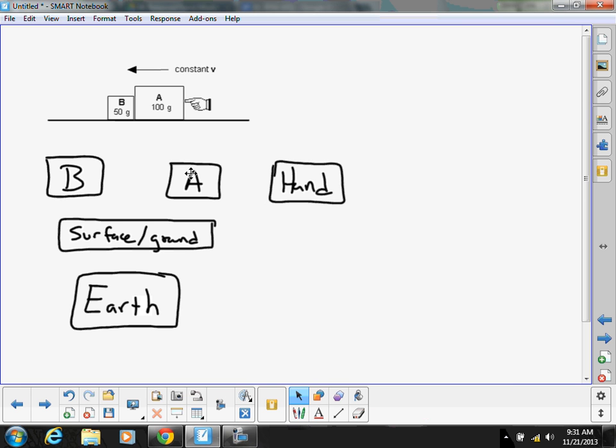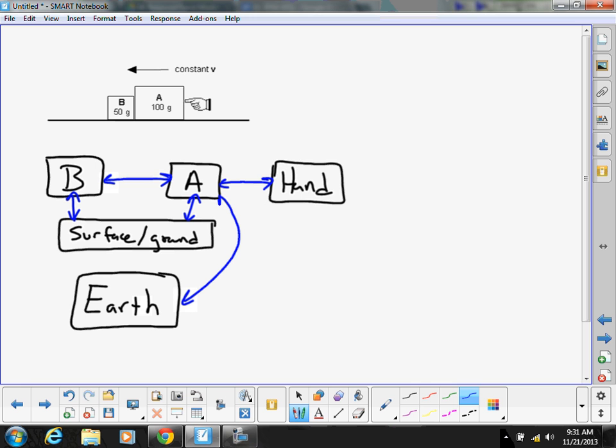Okay, so what is interacting? Well, we have the hand that is interacting with block A. We have block A interacting with block B because they are in contact with one another. We have an interaction between block A and the ground. There's an interaction between block B and the ground. There's also an interaction between block A and the Earth, and block B and the Earth.